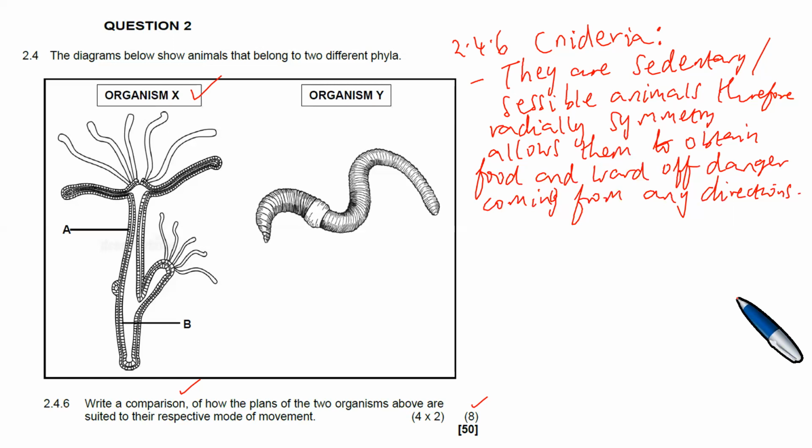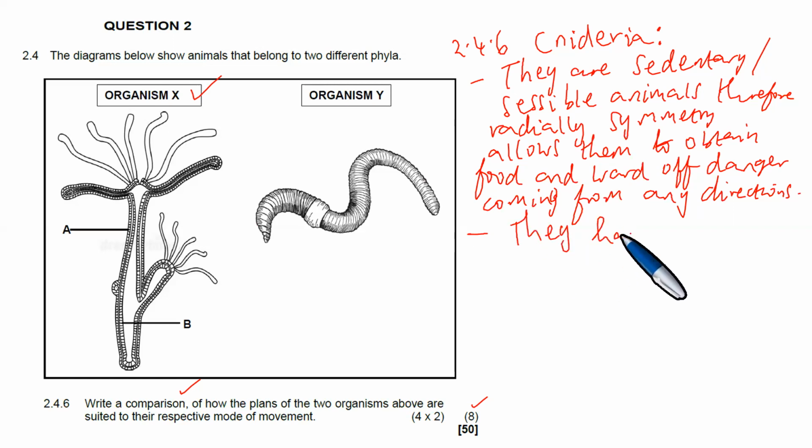Right, next point. So it's 4 times 2. So it's about 2 of each, but we're going to give 3 of each of these. Doesn't matter. Right. These ones, the organism X, what do they have?